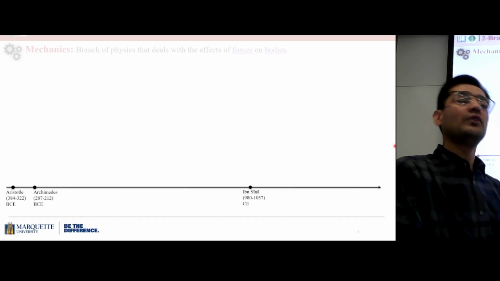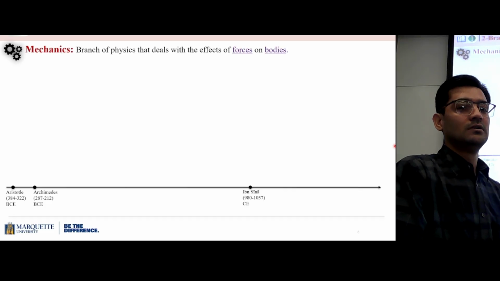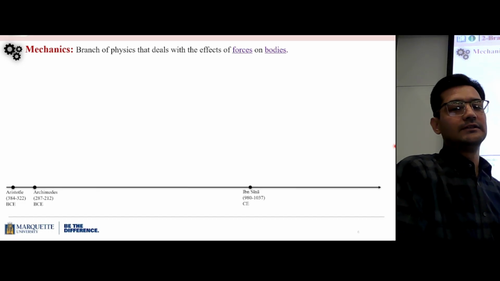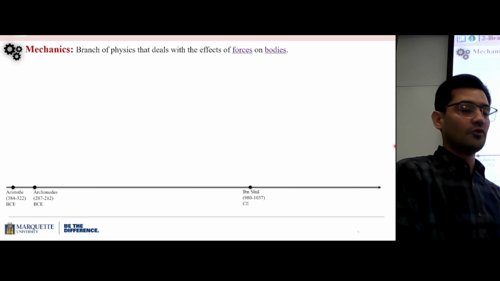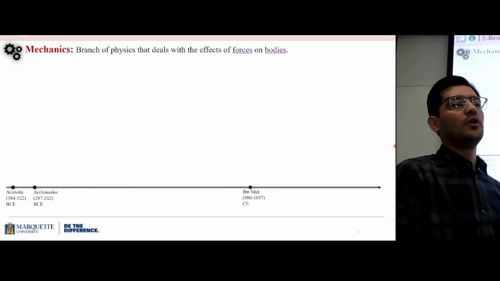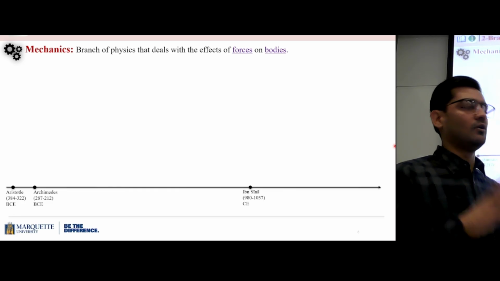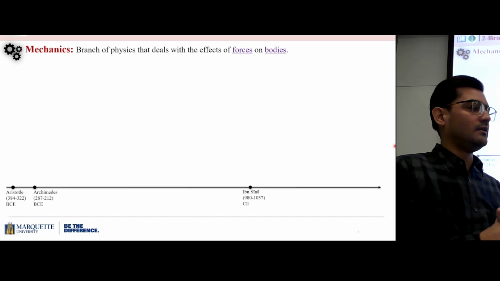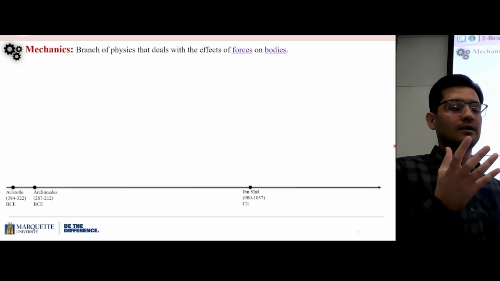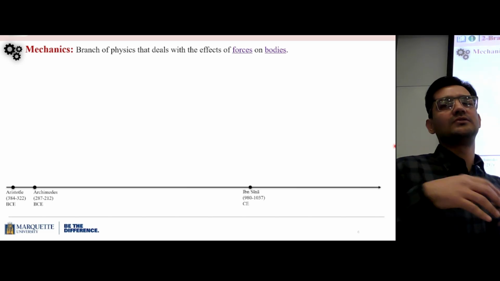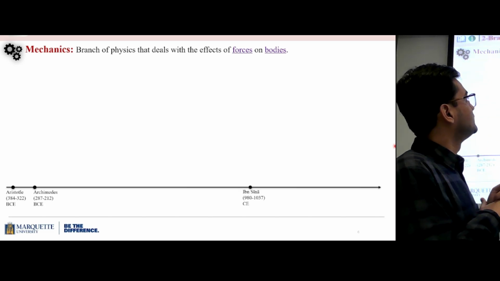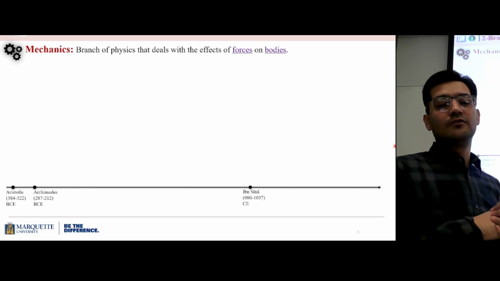So what is mechanics? By definition, mechanics is a branch of physics, and it's one of the biggest branches of physics, that deals with the effect of forces on bodies. When I refer to a body or object, it means a beam is a body, a truss is a body, a table is a body. Any object made up of some material is called a body.